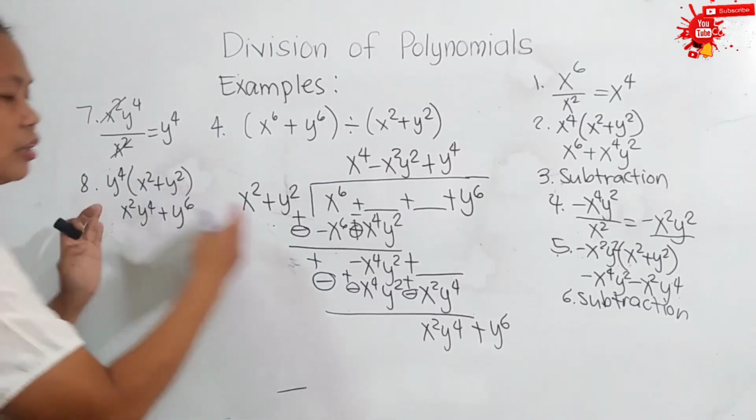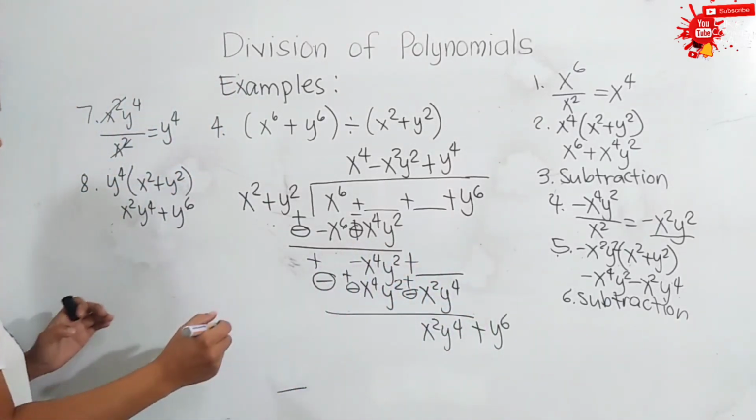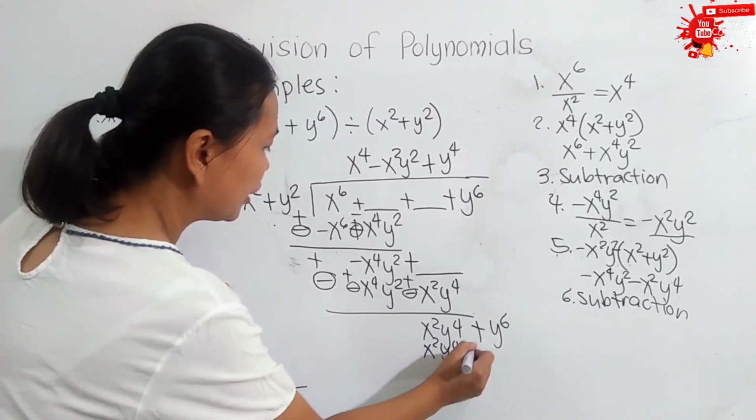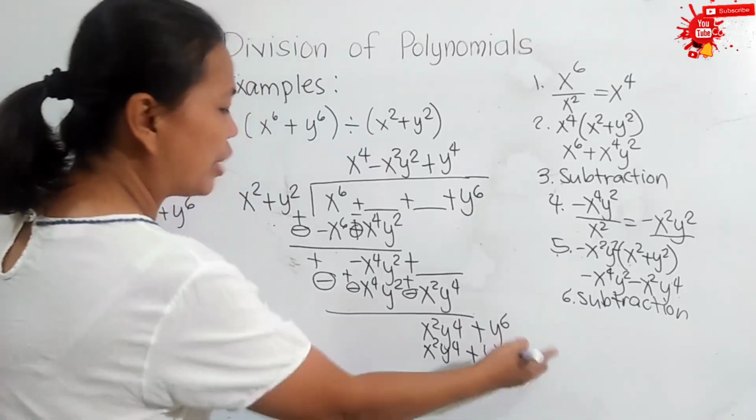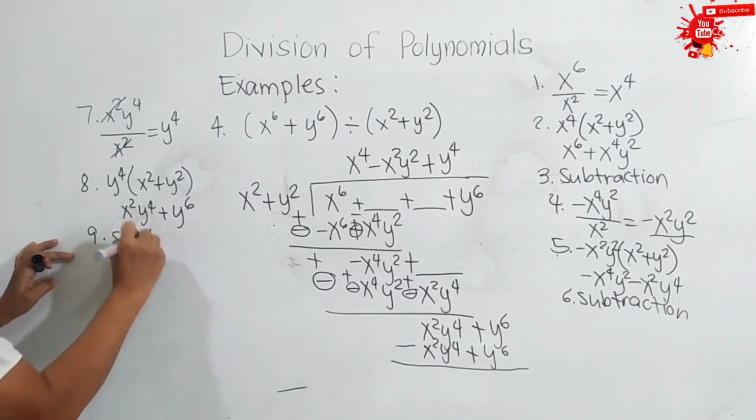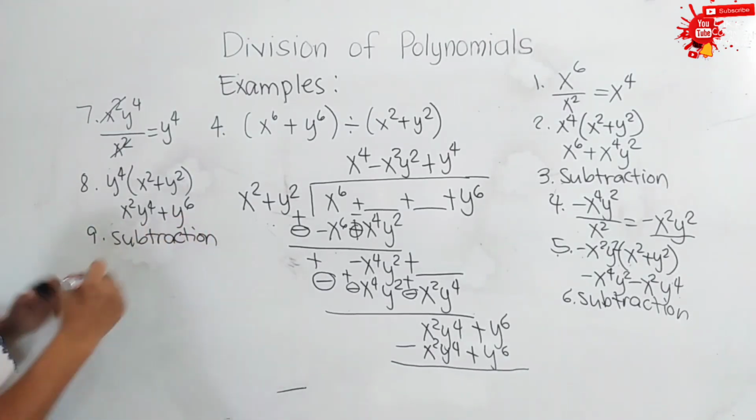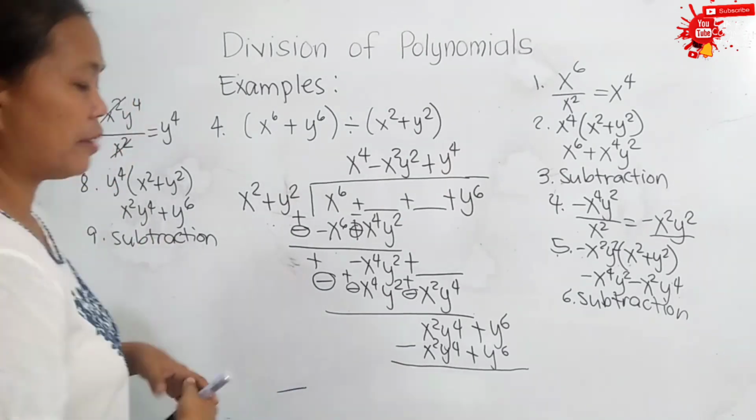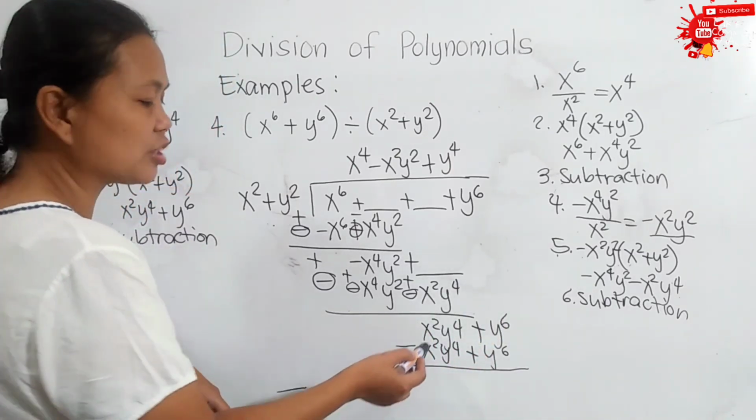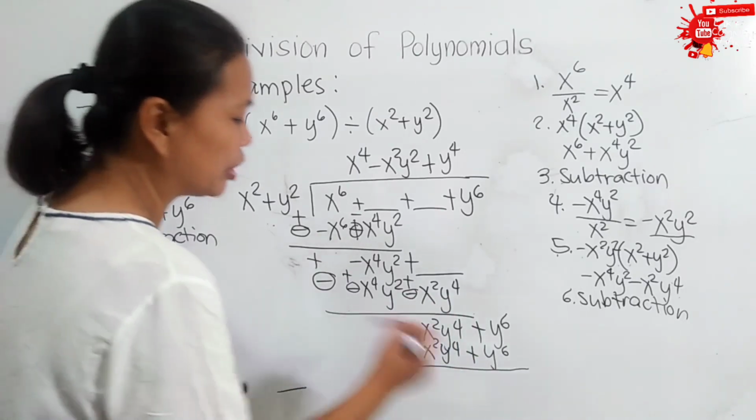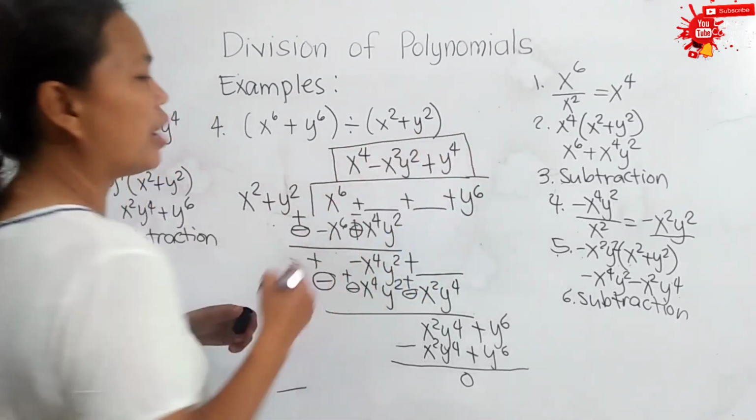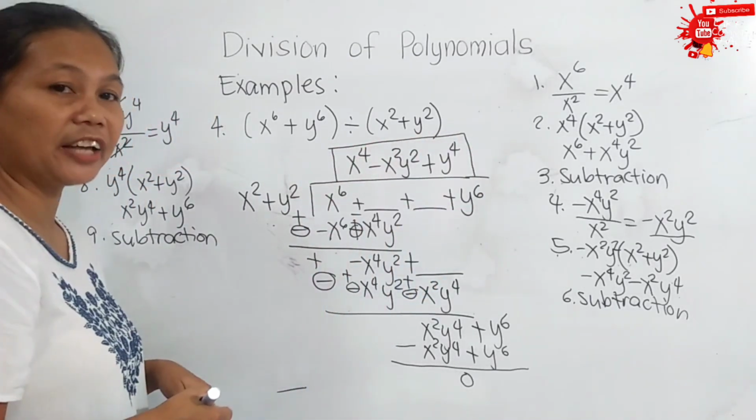Then we align this product to the given dividend, for the purpose of subtraction. So we have x squared y to the 4th plus y raised to 6. So we align it with its similar terms. So the next step is subtraction. Okay, so let's find out if there will be a remainder or zero remainder. So obviously, an algebraic expression subtracted by itself, the difference is 0. So therefore, our quotient is x to the 4th minus x squared y squared plus y to the 4th.